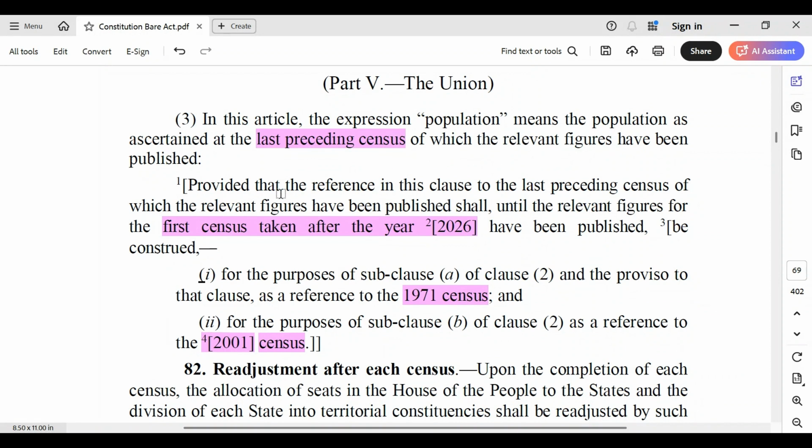However, there is a proviso in this article that until the relevant figures of the census taken after the year 2026 have been published, it has to be read as: for the seat allocation to the states in the Lok Sabha, it is based on the 1971 census, and for redrawing of the constituencies in that state, it is based on the 2001 census. So the number of seats allocated to each state is based on the population census of 1971.